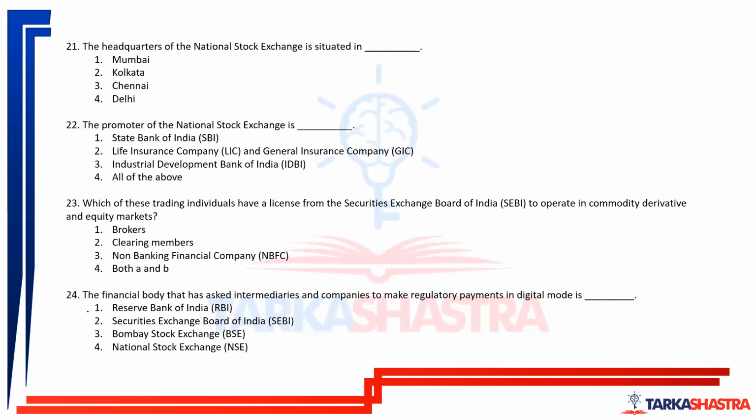The headquarter of National Stock Exchange is located in Mumbai. The promoters of National Stock Exchange are State Bank of India, LIC, GIC, IDBI, all of them. Which of these trading individuals have a license from the Securities and Exchange Board of India to operate in commodity derivative and equity market? Brokers and clearing members both have it. Hence the answer is options A and B.